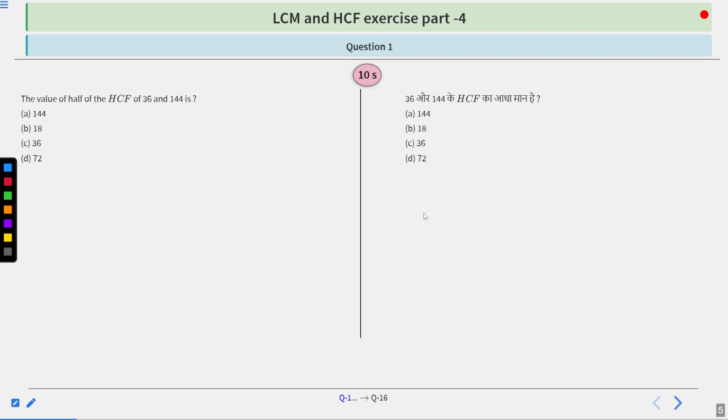The value of half of the HCF of 36 and 144 is, and the options are 144, 18, 36 and 72. These are the options, and I'm giving you 10 seconds to find the correct answer.